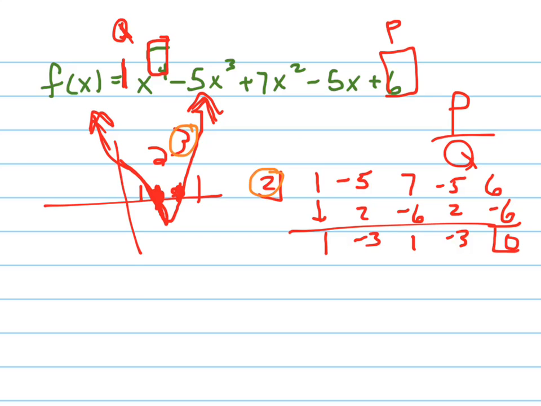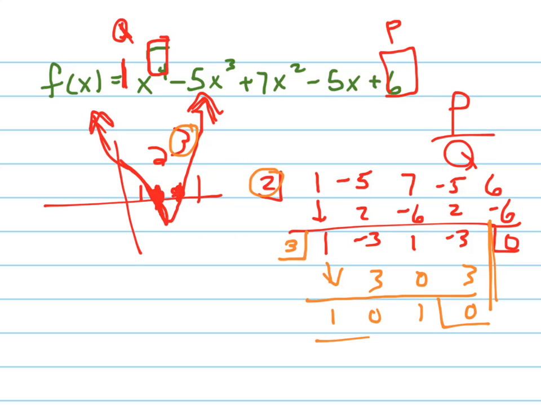So now use your remainder to do synthetic division again. Don't start all the way over. Use what you have to do synthetic division again. So let's do it. 1 comes down, 3, 0, 0, 1, 3, 0. And how nice. Because this right here tells me that my other quadratic is x squared plus 1.